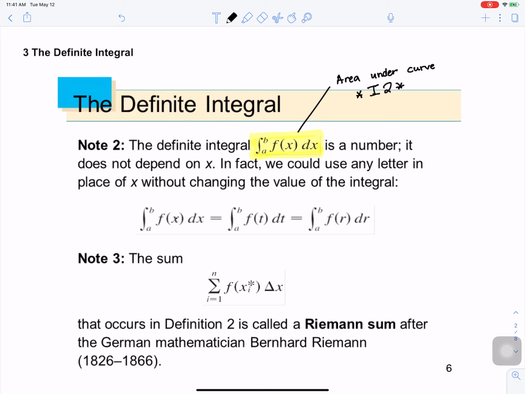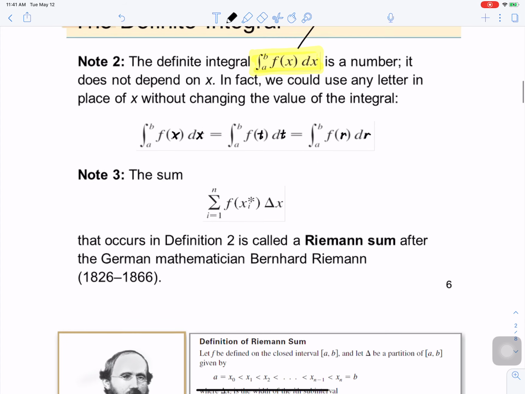Now, the variable you use on the inside, so here they use x, it doesn't actually matter, it's just a variable to integrate with respect to. So this can be r's dr, t's dt, and so forth, okay?